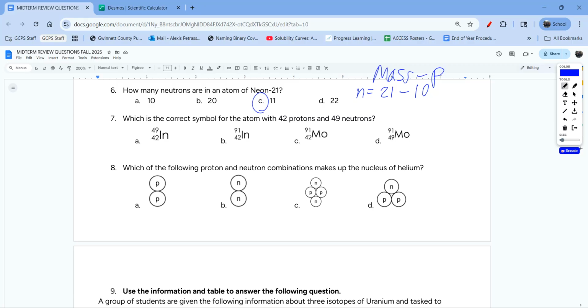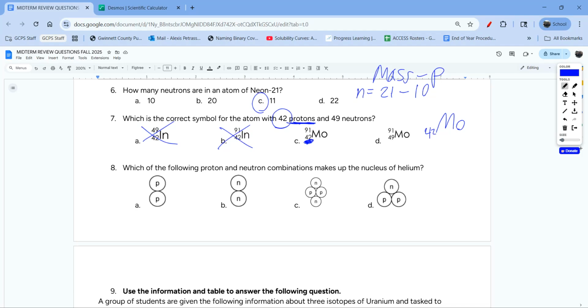Number 7, which is the correct symbol for the atom with 42 protons and 49 neutrons? Okay, so there's an easy way to knock out two answers from what I see. Find number 42 on your periodic table, because remember, proton number is atomic number. 42, the symbol is Mo. And right away, I know it's not A or B. Now here's the hard part. What goes at the bottom, what goes at the top with this isotope notation? 42 goes at the bottom. And if you look, there's only one with 42 at the bottom.